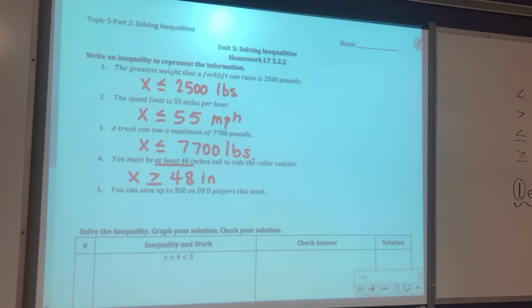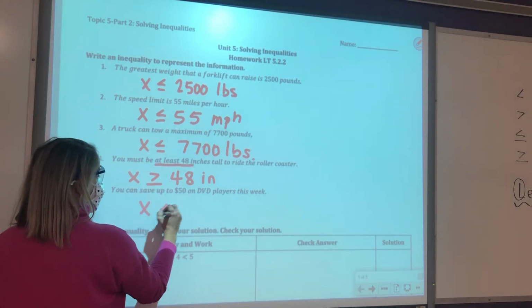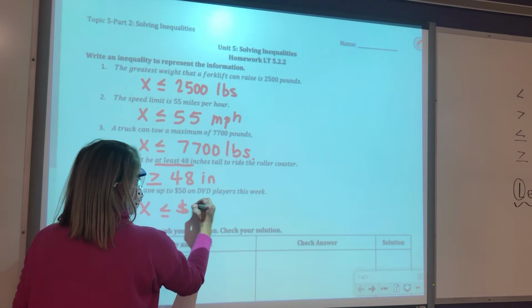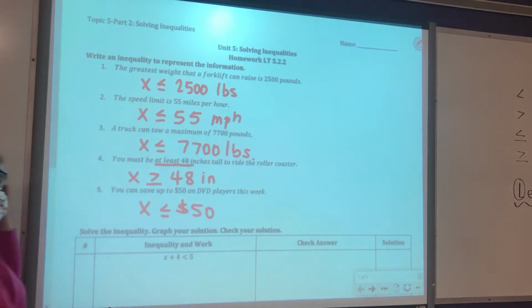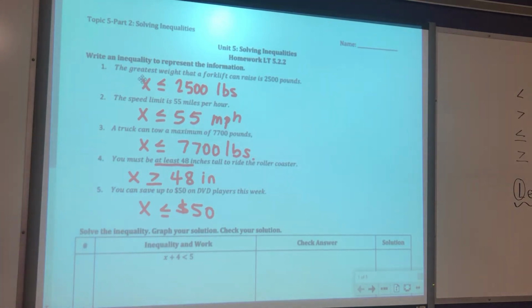All right, you can save up to $50 on DVD players this week. Up to $50. X is less than or equal to 50. Good. Excellent job, guys. They're all less than or equal to, except one.